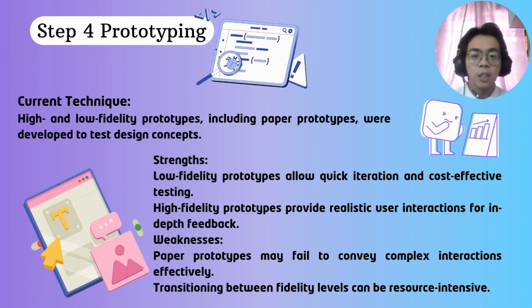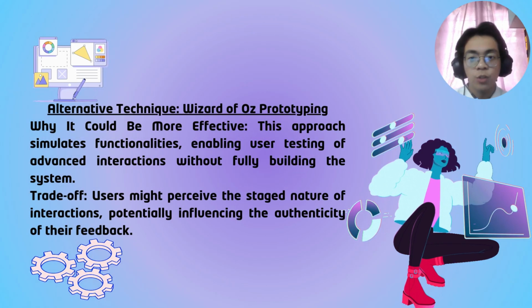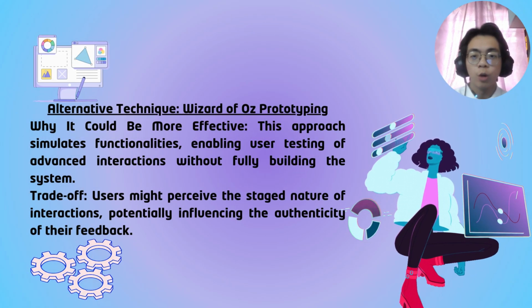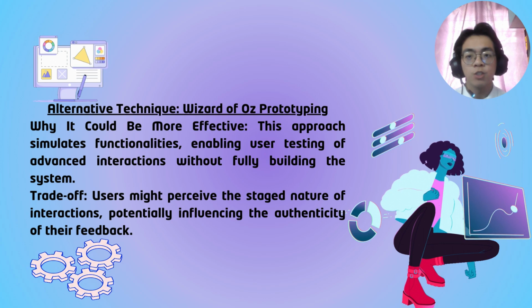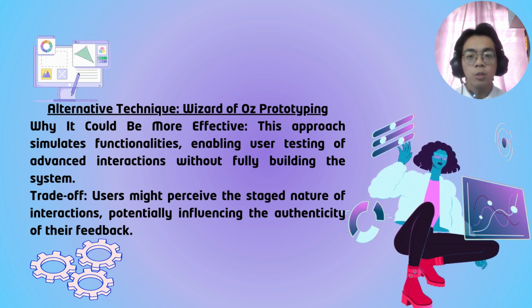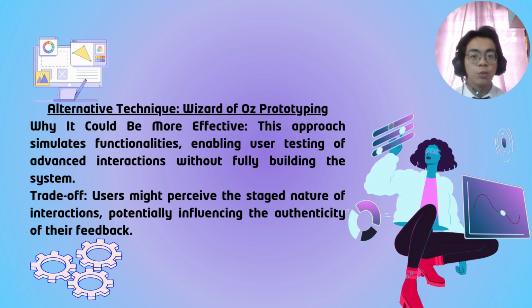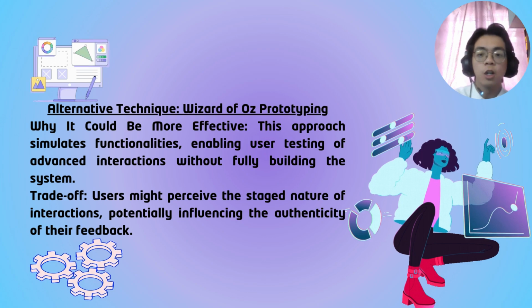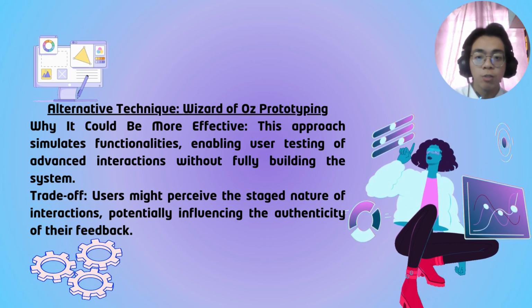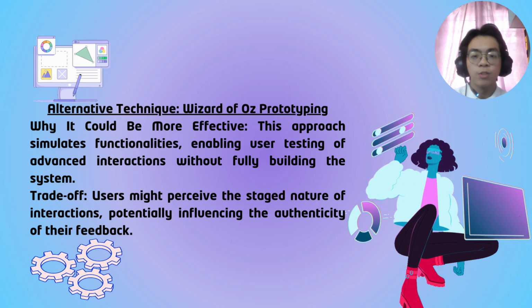The alternative technique would be Wizard of Oz prototyping, and it could be more effective because this approach simulates functionalities, enabling user testing of advanced interactions without fully building the system. But users might perceive the staged nature of the interaction, potentially influencing the authenticity of their feedback.